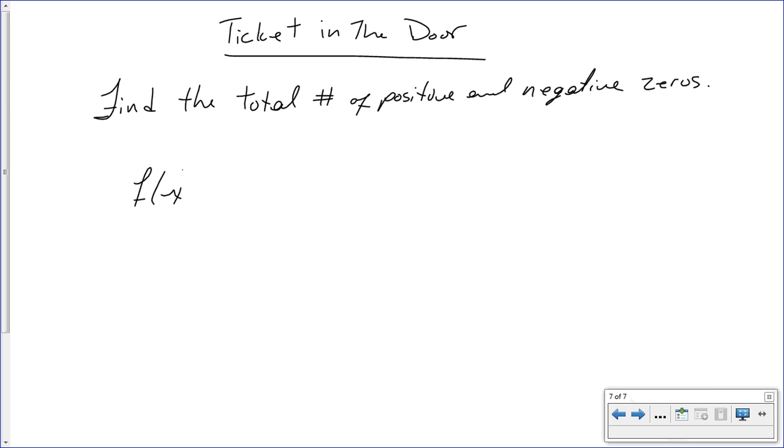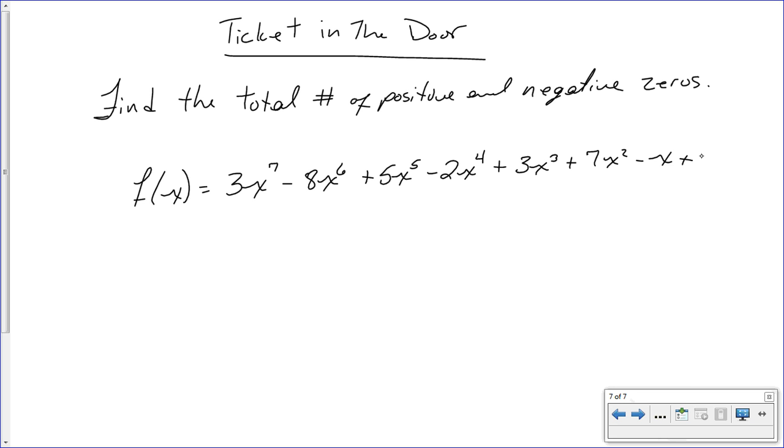f of x equals 3x to the 7th minus 8x to the 6th plus 5x to the 5th minus 2x to the 4th plus 3x cubed plus 7x squared minus x plus 137. All right, so find the total number of possible positive and negative zeros.